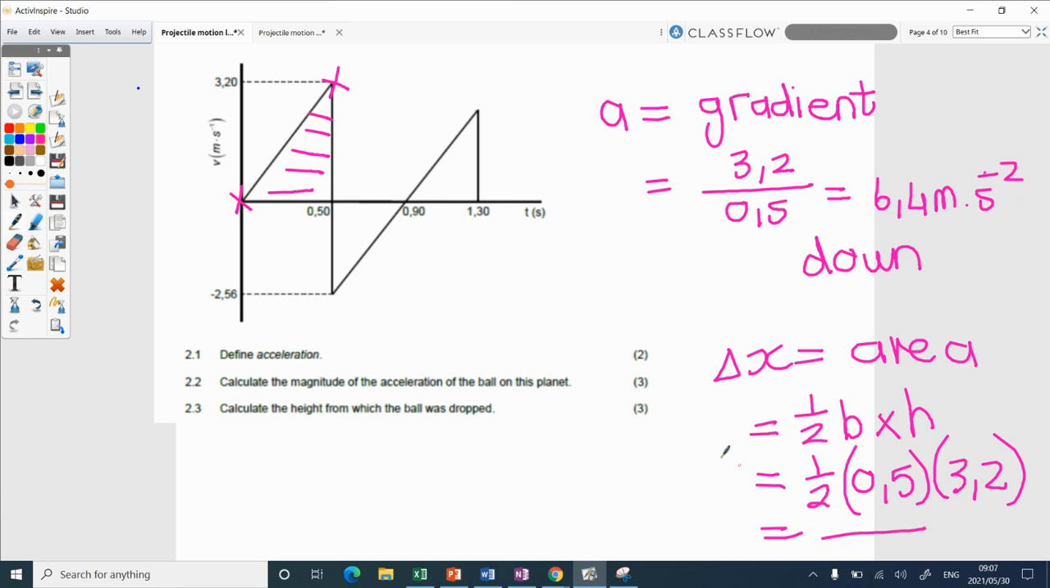And there we go, there's our answer. You have the answer. Again, it's height. So do you have to say a direction here? No, but it's a nice habit to say it was dropped from a height of 10 meters, or whatever the answer is.